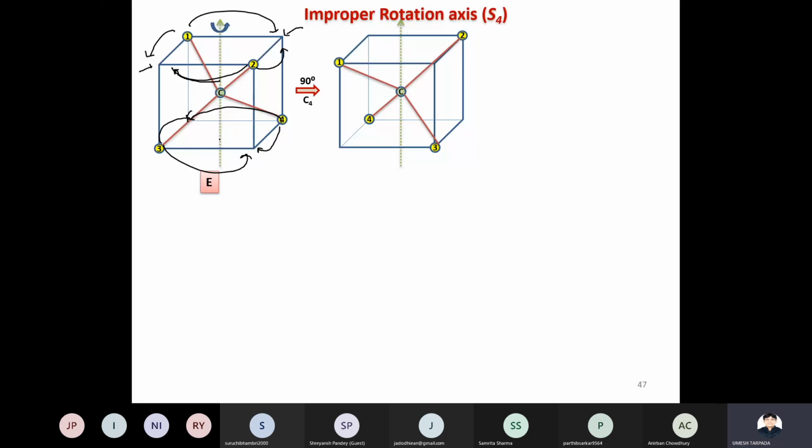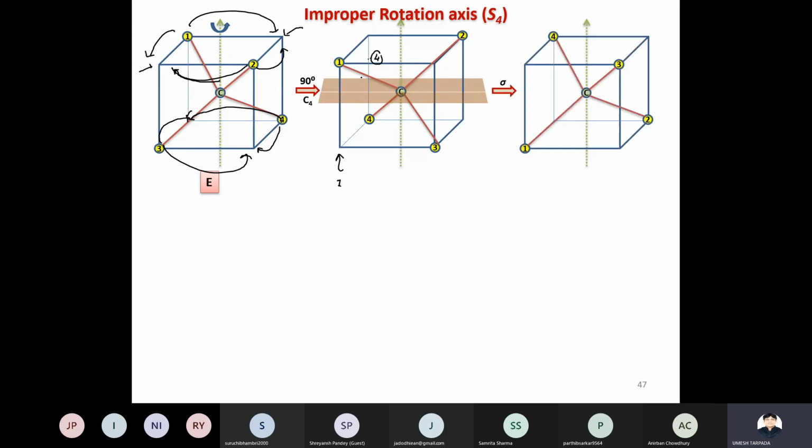You can go for reflection using this plane. So now this 1 is reflected here. Here it's a 1, and 4 is reflected here in this way. So the 4 is reflected at the position of 1. Here there is no carbon. So now you can compare structure number 1 and 3. Both are equal. So this is called the S4 process. You have applied this S4 one time.